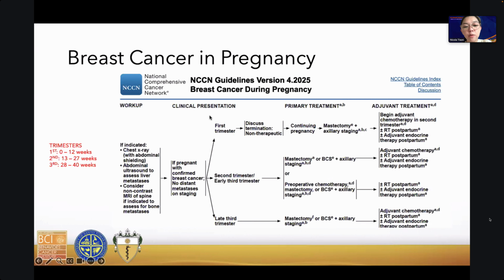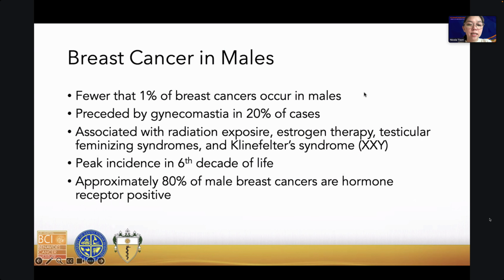So this is everything we already previously discussed. First trimester, you may discuss termination of the pregnancy, although in UST we don't do that. So if we have multidisciplinary management of this patient, we can actually very safely do these surgeries. So this is similar to what we already discussed. You may go through these guidelines.